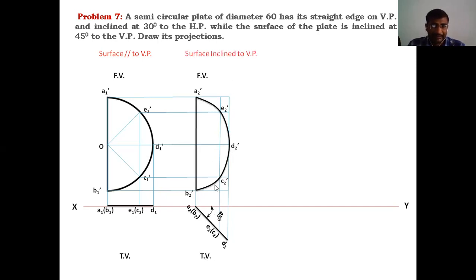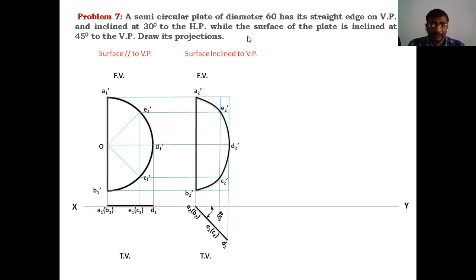These two views will be obtained when we follow this condition. What is that condition? The surface is inclined to VP. Whenever the surface is inclined to VP, we will get these two views. So the reduced size of the semicircle will be visible when the surface is rotated at an angle of 45 degrees with VP, with the XY line. Here, let us go for the third stage.